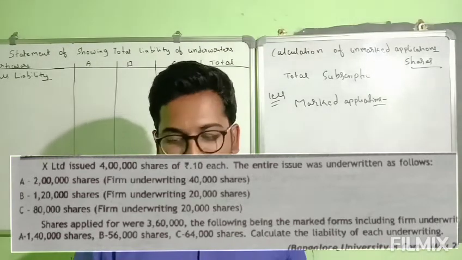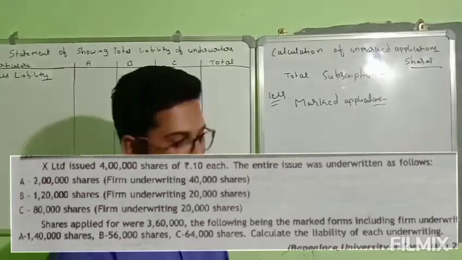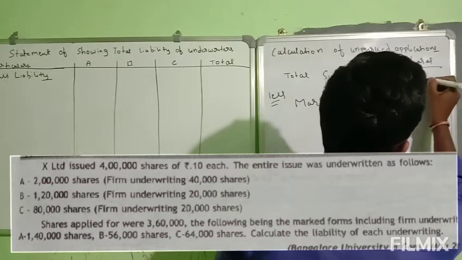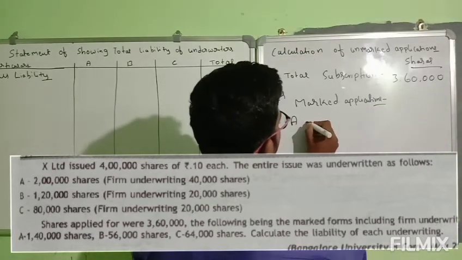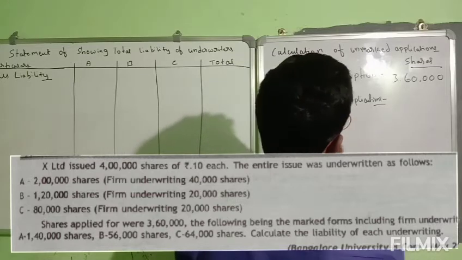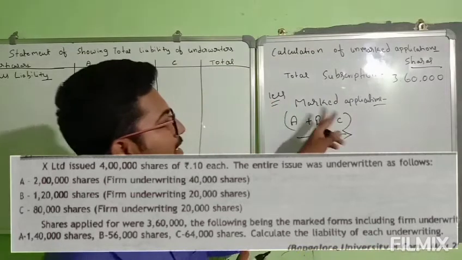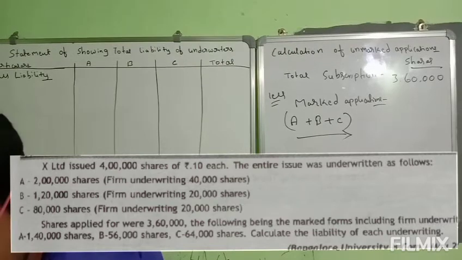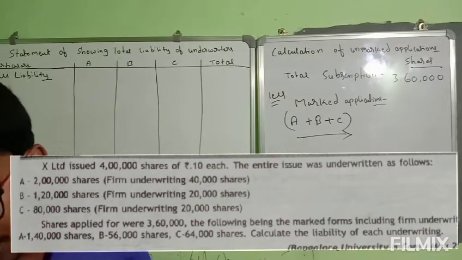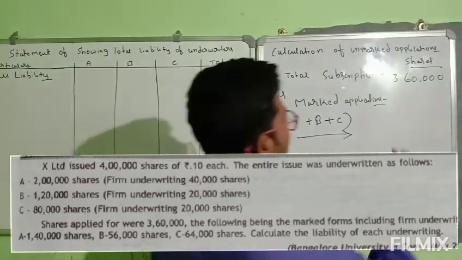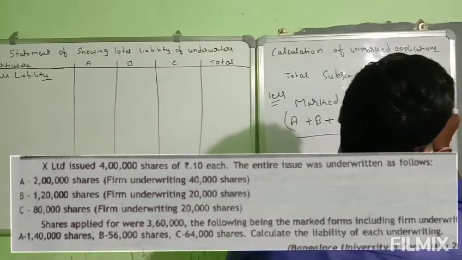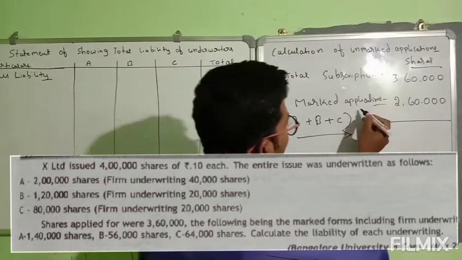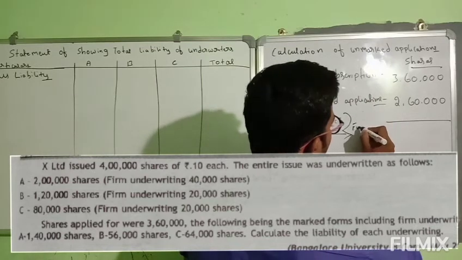So first, how much is the total subscription? Look at the question. Total subscription that they have given is 3,60,000 shares. Marked applications including firm underwriting: A 1,40,000 shares plus B 56,000 shares plus C 64,000 shares. So the total will be 2,60,000 shares.